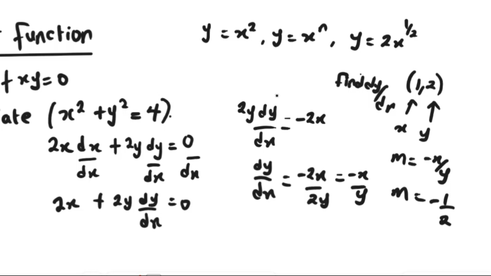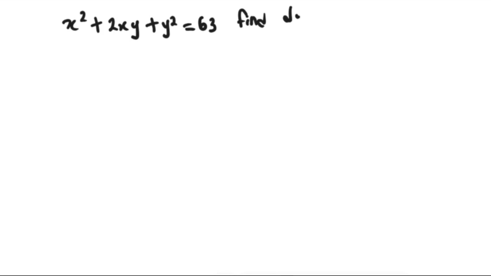Let's take another example so that you get the concept very clear. If we are to differentiate x raised to power 2 plus 2xy plus y squared equals 63, find dy/dx. This is another implicit function, so we use the same approach. For x squared, if we differentiate, you get 2x with respect to x, this will be dx.